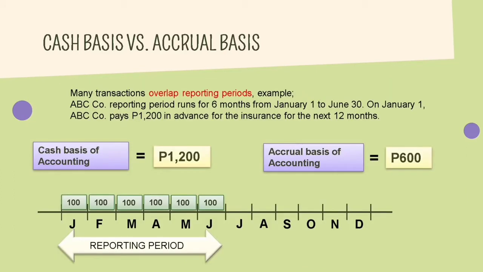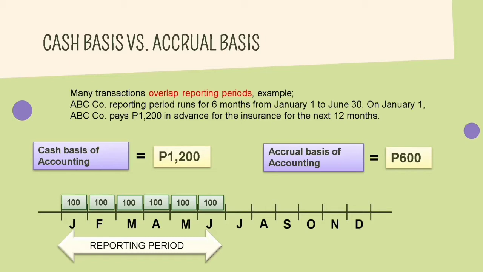So here is an example of an illustration problem. Many transactions overlap reporting periods. Example, ABC Co.'s reporting period runs for 6 months from January 1 to June 30. On January 1, ABC Co. pays a total of 1,200 pesos in advance for the insurance for the next 12 months.